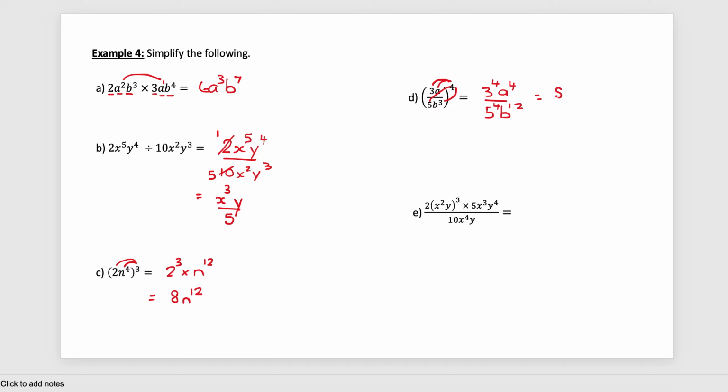So 3 to the power of 4 is 81 when we work it out. The a to the power of 4 stays there. We've got 5 to the power of 4, which is 625. And then we've got b to the power of 12.